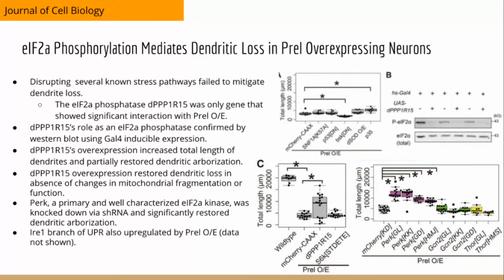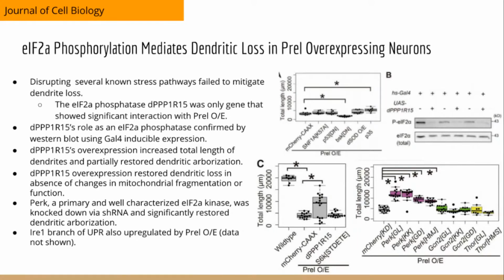There are a few other variants of this experiment, including some nice images. But the fundamental discovery was that an eIF2a phosphatase, DPPP1R15, partially restored the amount of dendritic arborization and total length of dendrites. And it also occurred in the absence of any change in mitochondrial morphology. So the mitochondria still looked highly abnormal when the DPPP1R15 was upregulated, but it was instead likely an event downstream of eIF2a phosphorylation that was being altered by the upregulation of DPPP1R15.